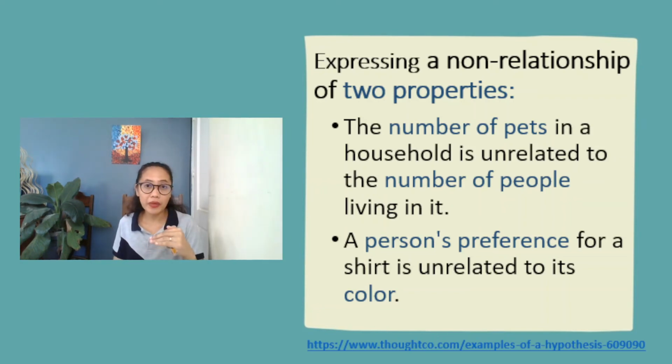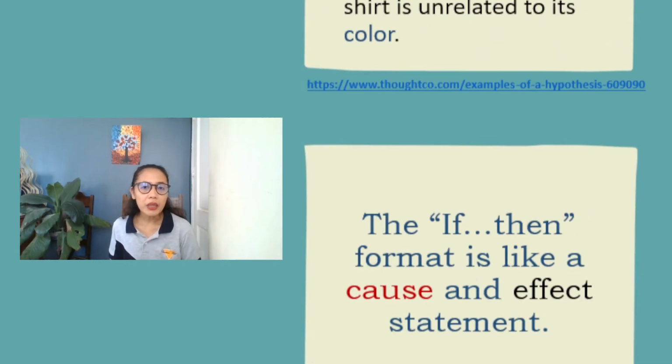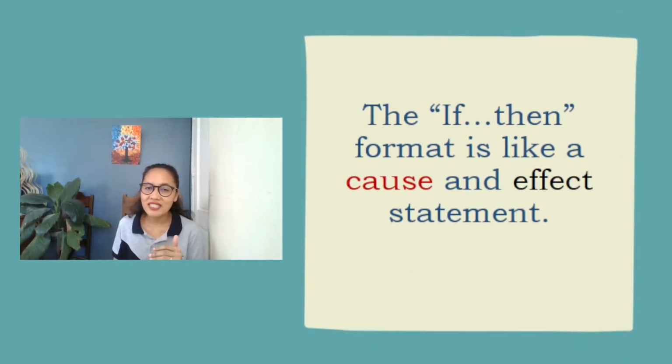But we could also express a hypothesis in terms of the relationship between two properties. For example, let's have the second one. A person's preference for a shirt is, instead of saying unrelated, you could say is related to its color. So that's also another way of expressing a hypothesis. But the if-then format is like a cause and effect statement. So let's use this one.